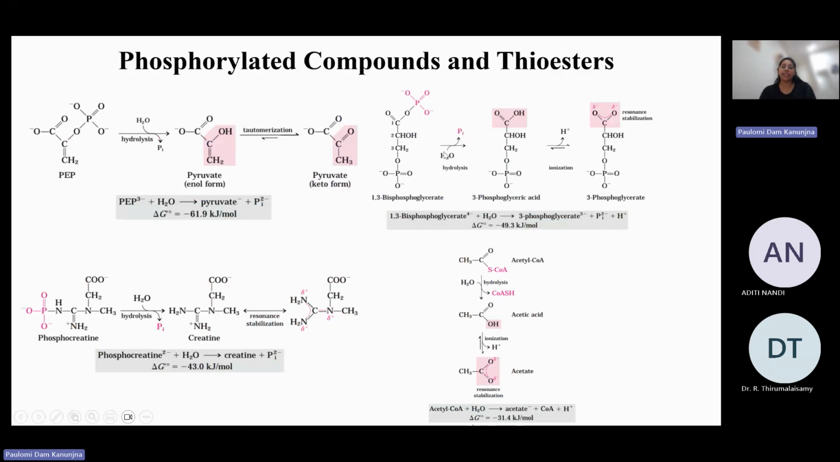We will see all these compounds coming up in one pathway or another as we discuss in the next session. But what you should remember is that ATP and all the other phosphorylated compounds and thioesters can serve as energy currency because they have very high delta G when they undergo hydrolysis. And that energy, as we know, drives the reactions.